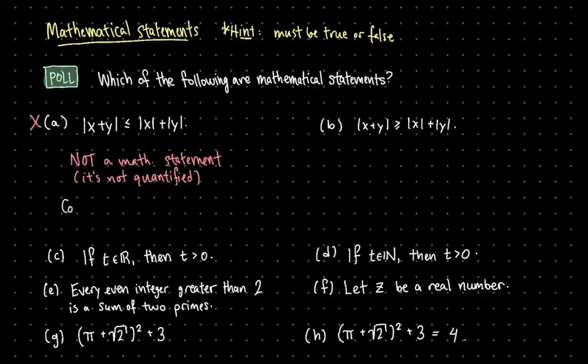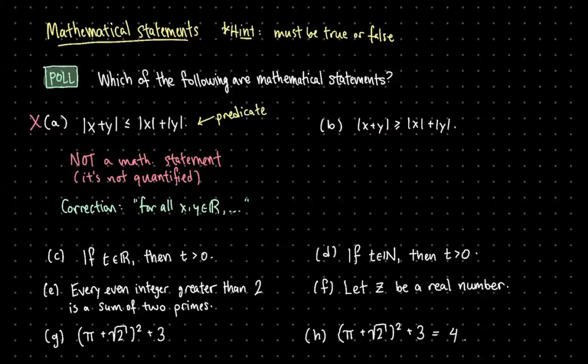Yep. So a correction would be, for all X, Y real numbers, blah, blah, blah. That would be a way to turn it into a mathematical statement. Okay, so because this isn't quantified, we call it a predicate. A predicate is something that's not a statement, but if I quantified the variables, it would become a statement. So this is an example of a predicate.